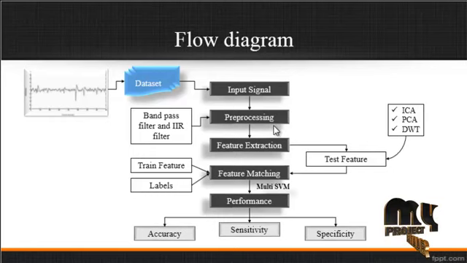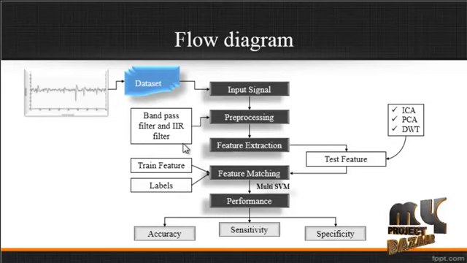In this pre-processing step, two types of filtering are used. The first one is the bandpass filtering and the second one is the IIR filtering. By using these two filters, the other unwanted signals will be reduced and then the recovered signal regions will be extracted. After extracting these recovered signal peaks, the feature extraction will be carried out.